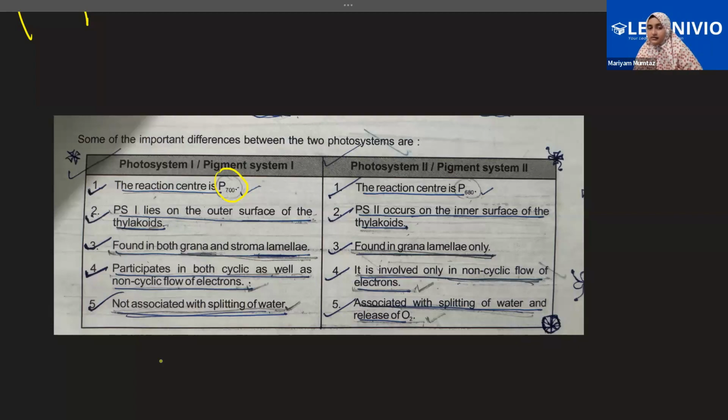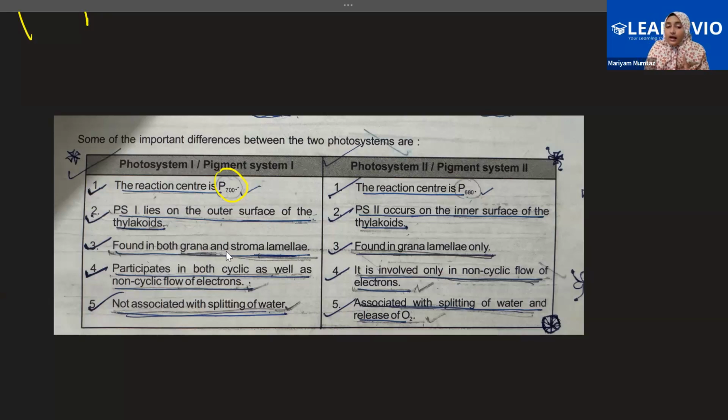This is another difference. Photosystem 1 is present in both grana and stroma lamellae. Grana means the stack of thylakoids, so it is present in that as well as in the stroma lamellae, meaning the part that connects the two grana together. But photosystem 2 is found only in the grana lamellae and not in the stroma lamellae.